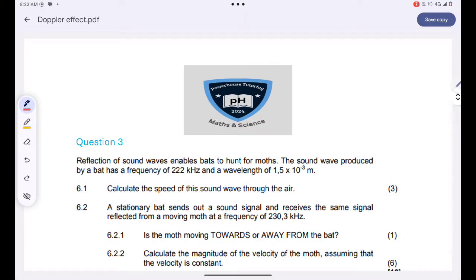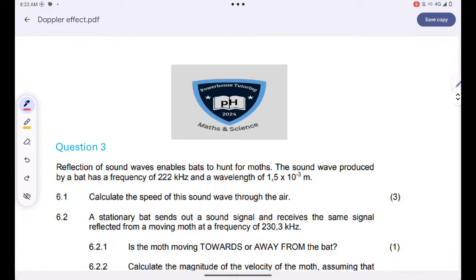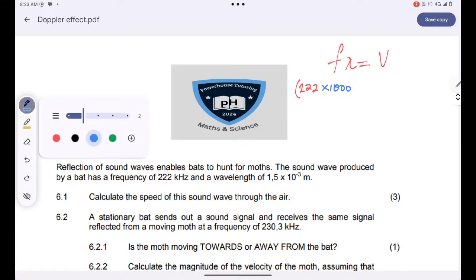Let's answer these questions. We are being told to calculate the speed of sound wave through air. We are given the frequency and the wavelength. I know that the product of the two will give me the speed of sound. The frequency is 222 kilohertz. Whenever, guys, we deal with frequency, our frequency must be in hertz, not kilohertz. So since we are given the frequency in kilohertz, we are just going to multiply it by 1,000 so that it will be in hertz.